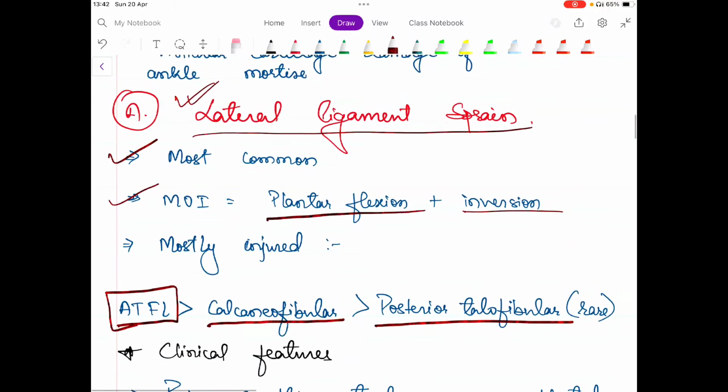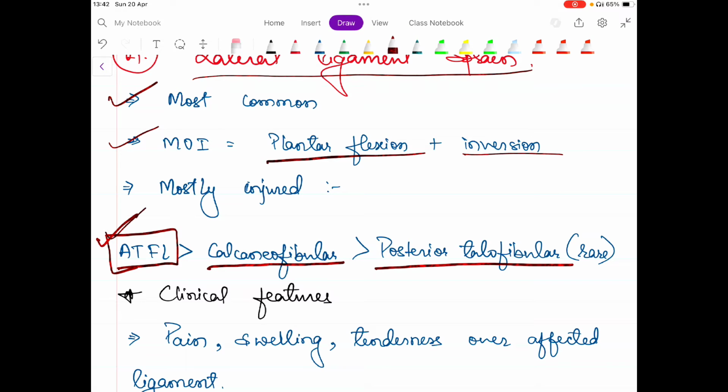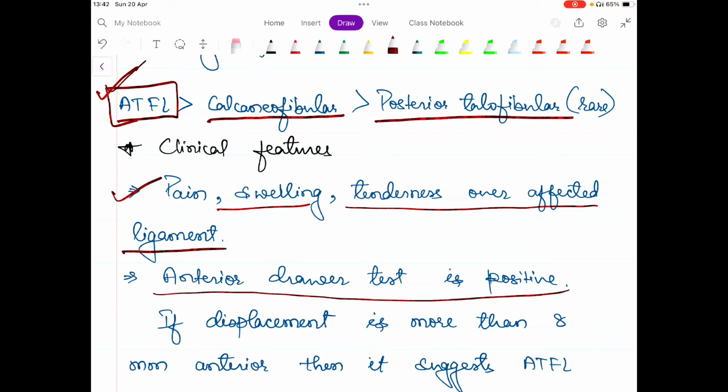These three ligaments are present on the lateral side of the ankle, and out of which ATFL is the most commonly injured ligament. Clinical features include pain, swelling, tenderness over the affected ligament, and the anterior drawer test is positive.